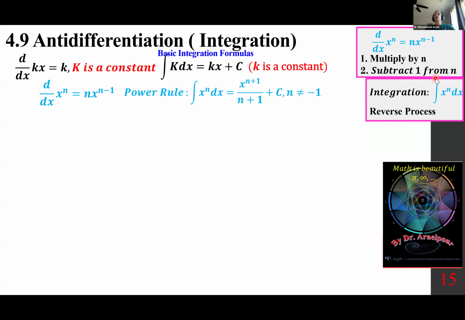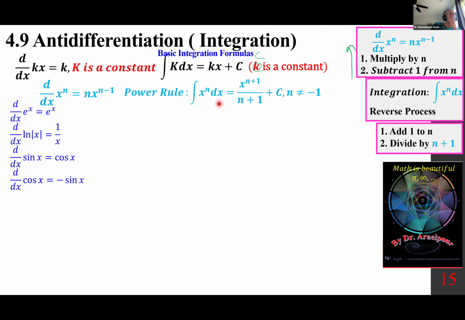Integration is the reverse process. So the reverse process, and it's going to go from bottom to top now. We're going to go this way. By the way, this one now, at this point, c is a constant, okay? We already established k is a constant. So is this c. In any event, so the reverse process, first, instead of subtracting, we are going to add 1. Then instead of multiplying, we are going to divide. So first we add 1 to n, then we divide by it. That's what gives us that.